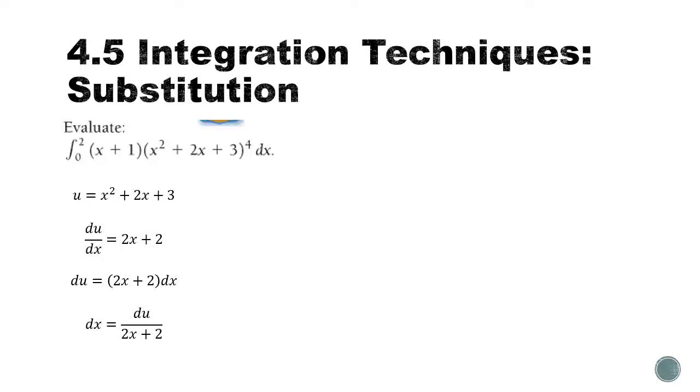So du/dx is 2x plus 2. du is (2x plus 2) dx. So dx is du over 2x plus 2. Notice the 2 will factor out there. That's going to help us do some canceling.